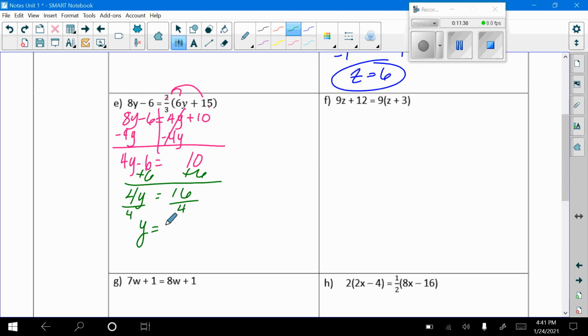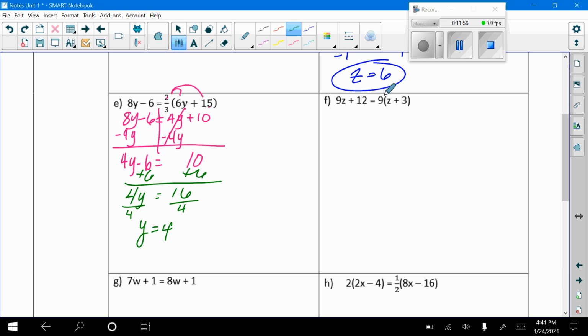y equals 4. And again, you can double check it by plugging in a 4. 4 times 6, add to 15, take 2/3 of it, or multiply by 2, divide by 3. Also put the 4 in over here. 8 times 4, 32, take away 6, and they should be balanced.